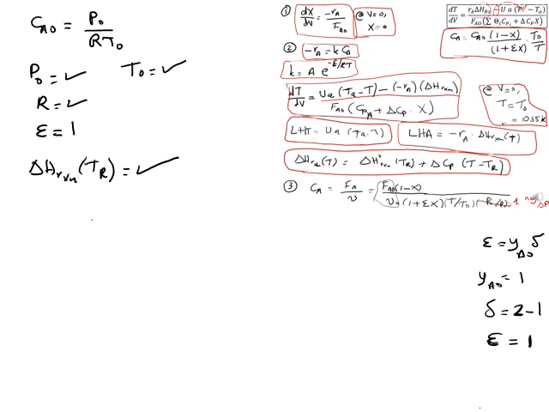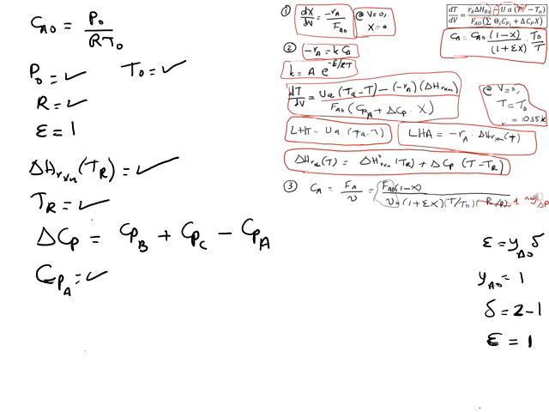Okay, what else? We need TR. TR, we write it down. We need delta CP. So delta CP is CPB plus CPC minus CPA. Okay, this is how we calculate delta CP. Make sure again the unit is joule per mole per Kelvin. So we enter the equation this way, and then we write CPA equals this much, CPB equals this much, CPC equals this much. Okay, what else? We're done with this equation.